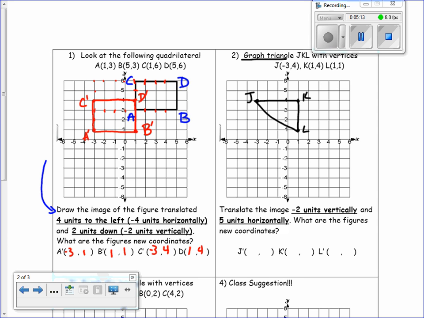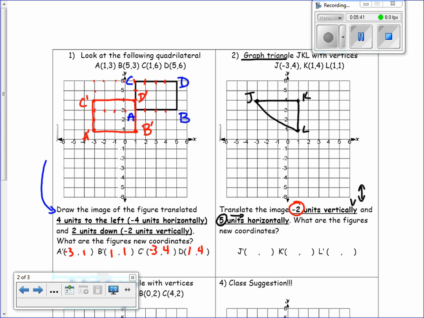Now it says translate the image -2 units vertically. Remember, vertically means up and down. And 5 units horizontally. That's a +5, so it's going to be going to the right 5, okay? Take a look at your number line. Positive numbers to the right, negative numbers to the left. That's how we know.